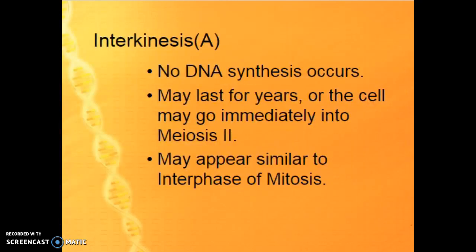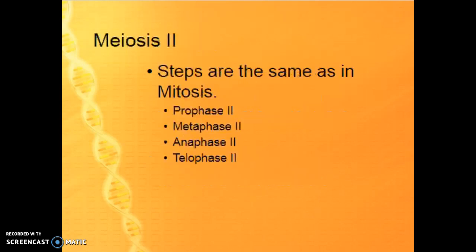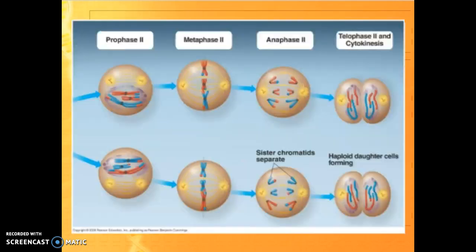It looks the same as it does during mitosis. So in interkinesis, no DNA synthesis occurs. This is between meiosis 1 and meiosis 2. It may last for years, or the cell may immediately go into meiosis 2, depending on your gender. It may appear similar to interphase of mitosis in terms of what's happening with the DNA and the chromatin and all those types of things. Meiosis 2 steps are the same: prophase, metaphase, anaphase, telophase.